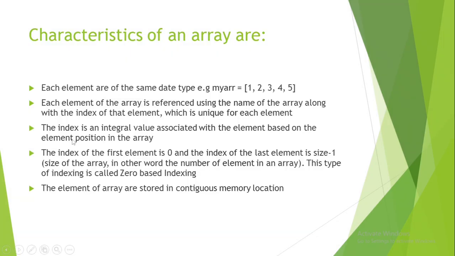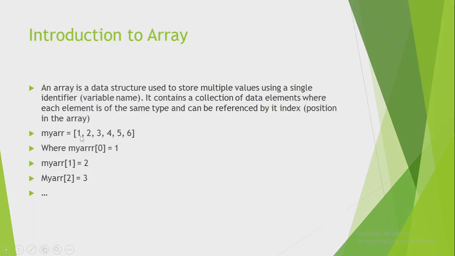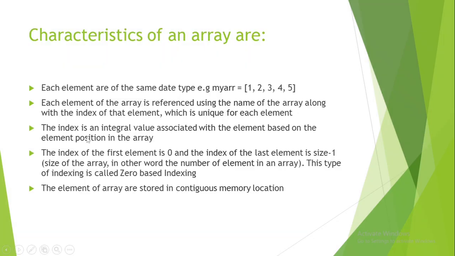Now the index is an integer value associated with the element based on the element's position in the array. So what is an index? It's an integer value that's associated with each element. As you can see back here, this integer value 0 is associated with the element 1, and this integer value 1 is associated with the element 2. So this is how it works.